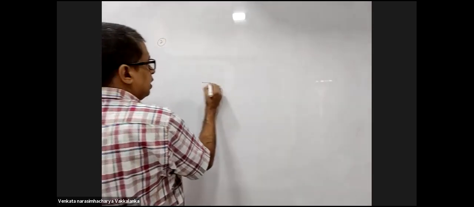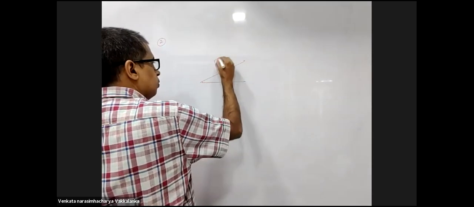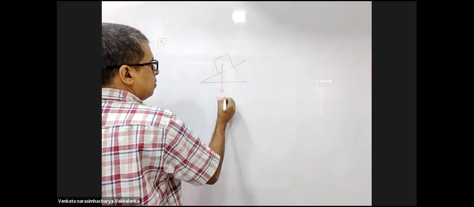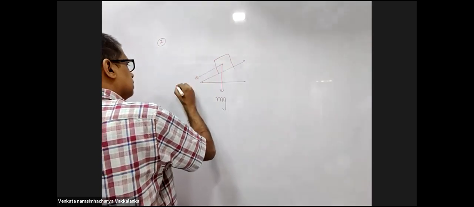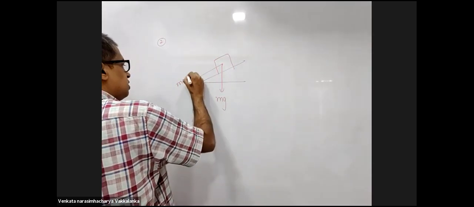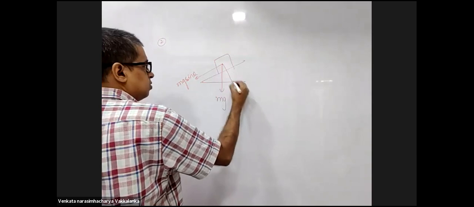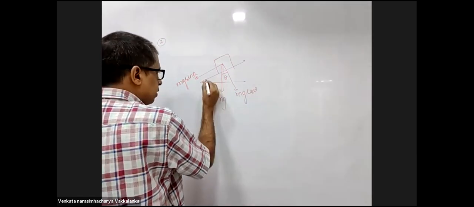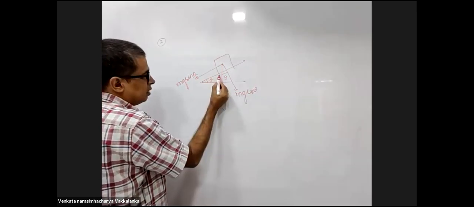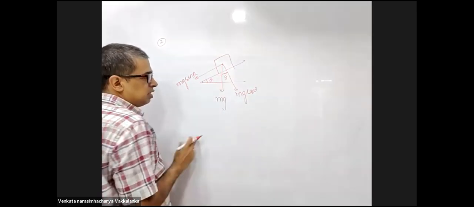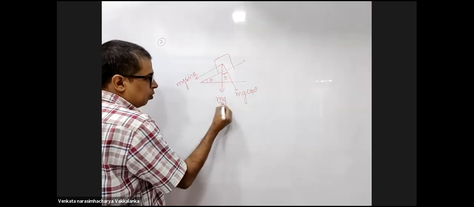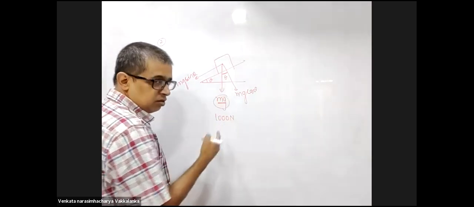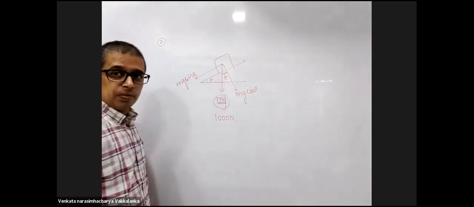Second question. The weight of the block will be mg. This will be mg sin theta. This will be mg cos theta. Why? Because this angle is theta. This will be 90 minus theta. This will be theta. So mg is given as 1000 Newton. Okay, this is what you were asking. Is this mg perpendicular to the ground?